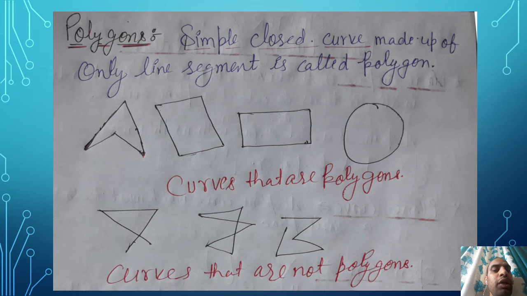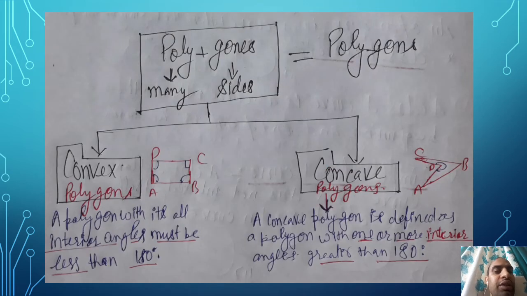Now you can see here some examples where some polygons are given, and downside it is written curves that are not polygons. The polygon definition depends directly on a single phrase, that is simple closed curve. The very first phrase, simple closed curve. That means a curve which is not intersecting itself. That is a simple closed curve, that is a polygon. Downside you can see they are mostly open or they are intersecting each other. In such cases these are not polygons. So let's move on.